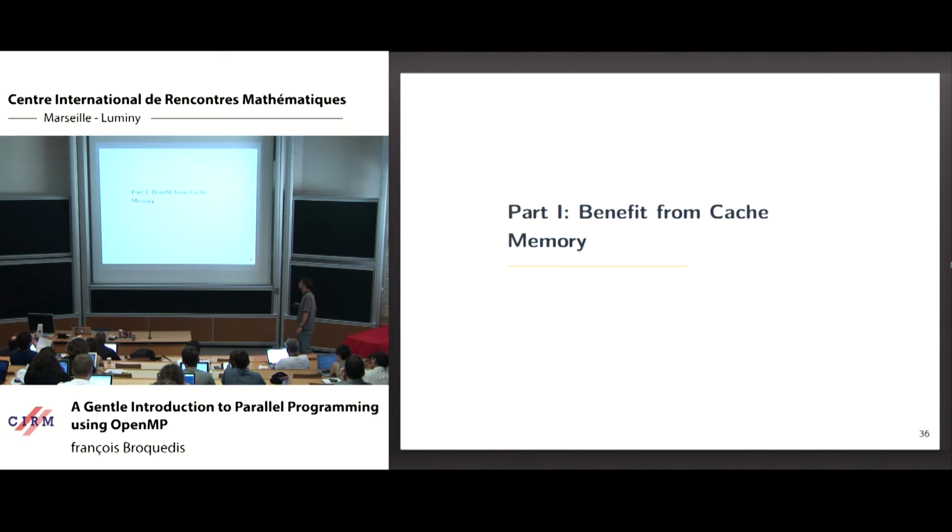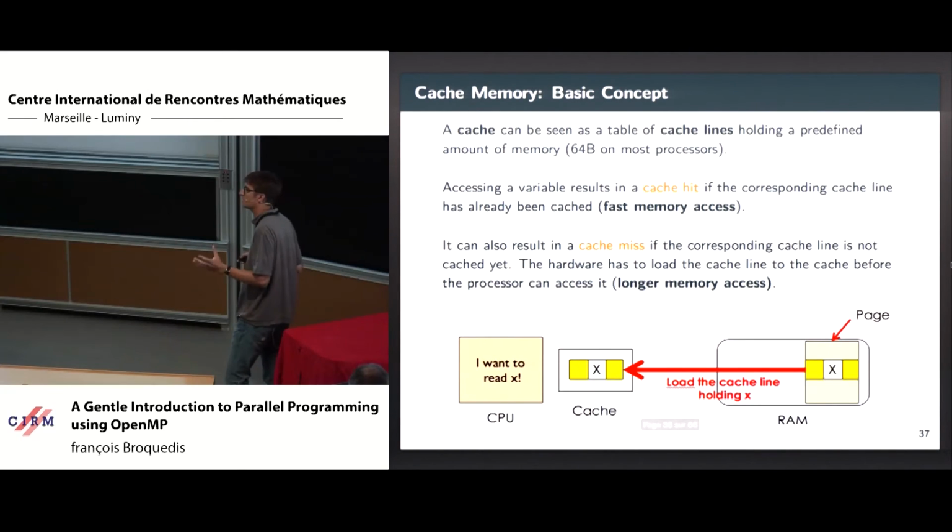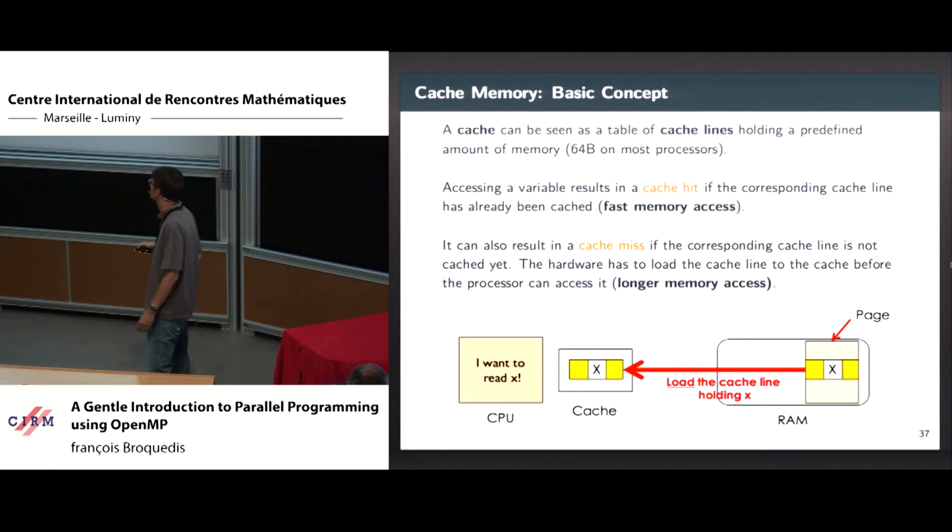So the first part is some kind of reminder of the impact of cache memory on your application. This is not OpenMP related. This is not even parallel programming related, but it's as important as the rest of the talk.